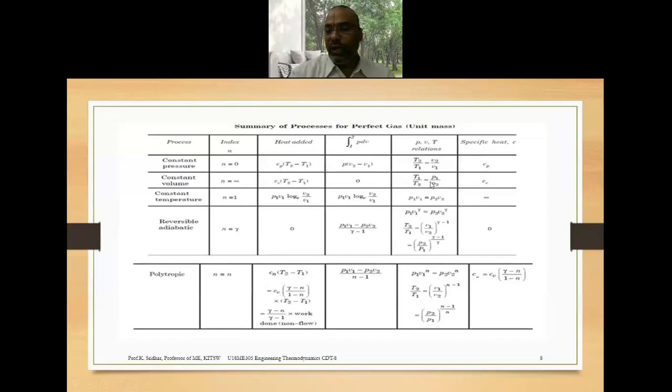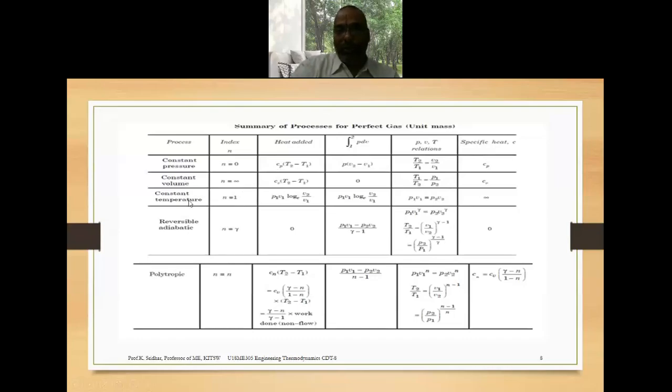So P is directly proportional to the temperature. So P1 by T1 is equivalent to P2 by T2, or T1 by T2 is equivalent to P1 by P2. So here in the constant volume process, what is the equation for the heat transfer? That is delta Q is equivalent to dU, that is nothing but mCv delta T. And similarly, when n value is equivalent to infinity, which process are you going to obtain? So that is, we are able to obtain only the constant volume process.